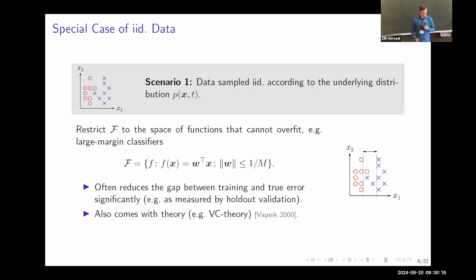And there is even some theory about that, and you might have heard of some of the foundations of machine learning, the VC theory by Vapnik. But this basically applies to the scenario where the data is assumed to come IID from the distribution P of x and t. And in fact, this is not always given, and in the majority of cases, we will not have that.